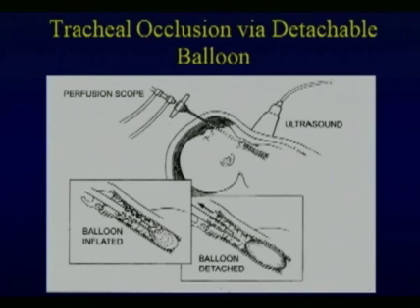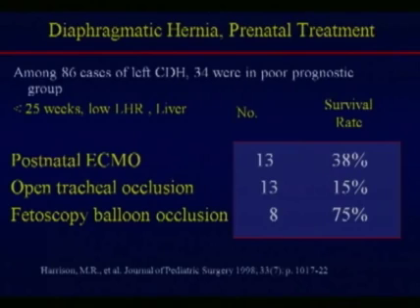So as it is performed today, if it is performed, it will be done typically around 26 to 29 weeks, and it won't require a hysterotomy, but we can do it percutaneously with ultrasound guidance. The balloon is typically removed prior to delivery, so it's a temporary measure to simply expand the lungs. And again, there's some data to suggest this can be helpful in the worst prognostic groups.